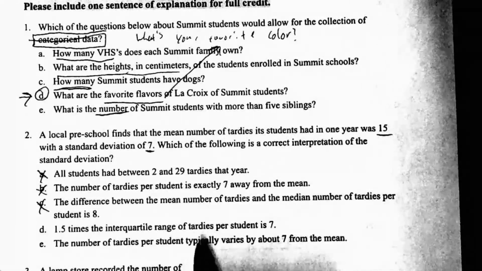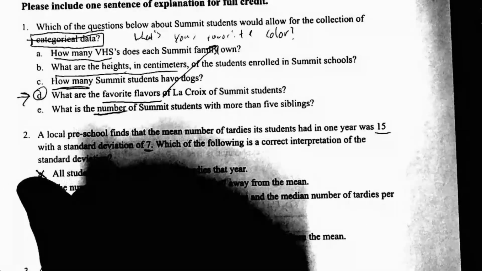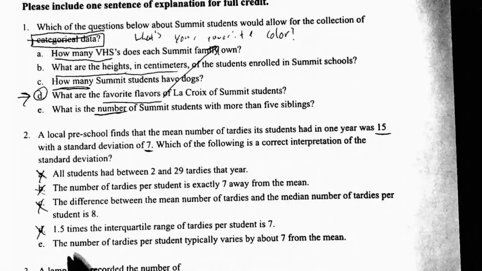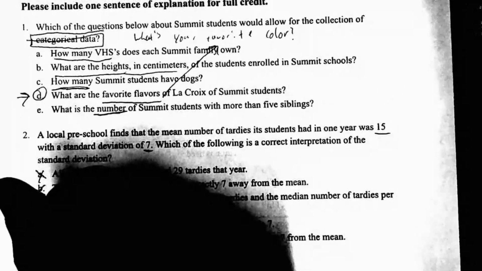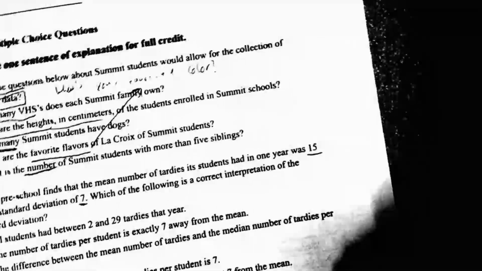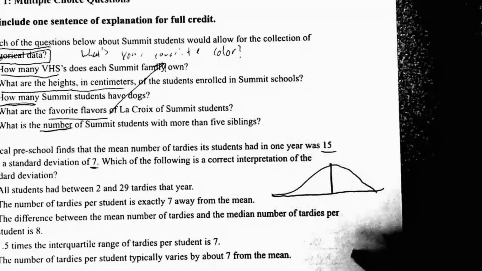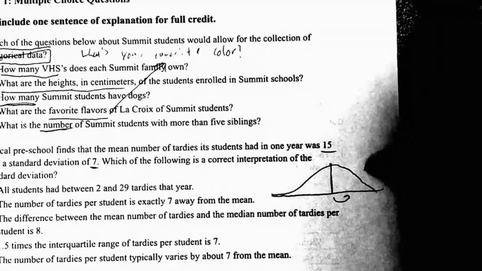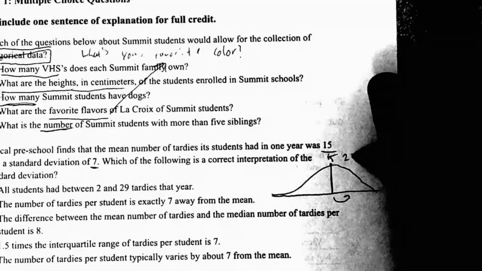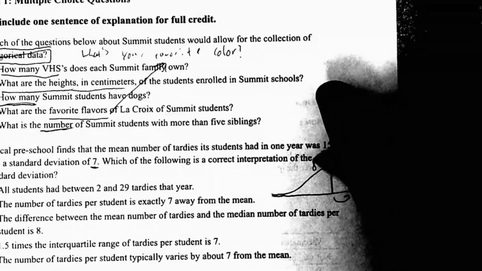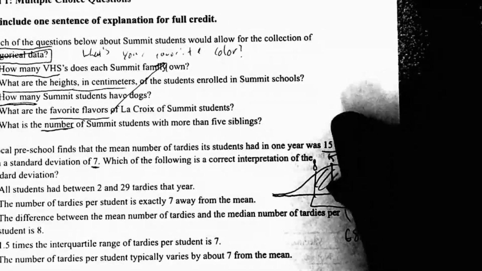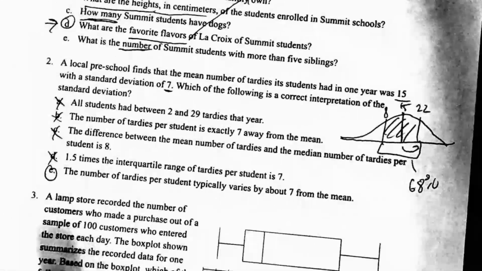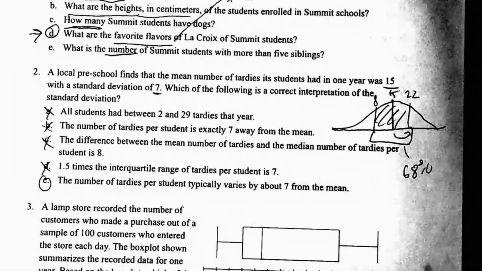1.5 times interquartile range of tardies is 7. No, that's not what that means. We don't know the interquartile range. The number of tardies per student typically varies by about 7 from the mean. That is true. Okay. So if we think about this visually, the mean is 15. That's in the center. And the standard deviation is 7. So you go 15, and then you're going to have 22 over here, and then 8 over here. And remember that about 68% of the data is within 1 standard deviation. So that's why this is true. Typically, we're about 7 away from 15.